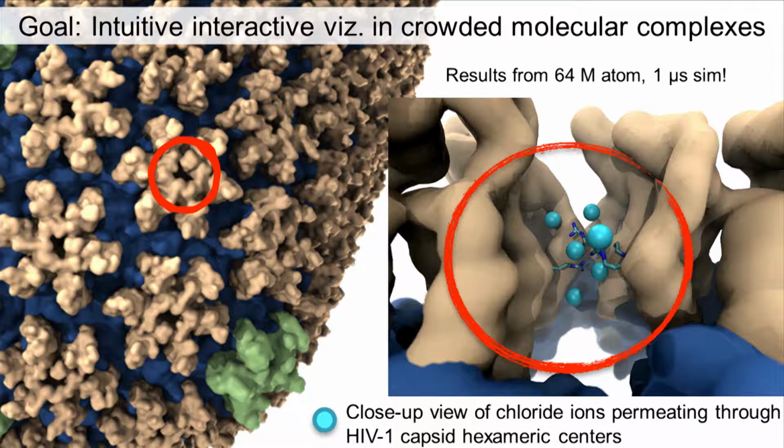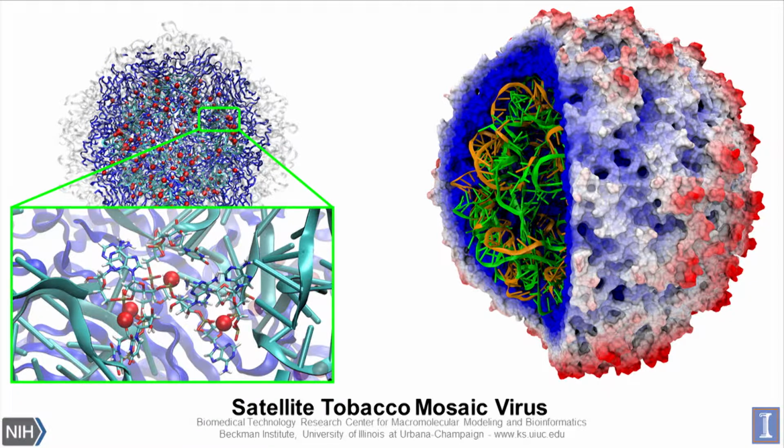And this may be of interest because in this case, the pores allow ions to transport into and out of the capsid, and this is important for how it works. So some other examples are, here's a satellite tobacco mosaic virus. It sounds very evil, but it attacks tomatoes. It's not going to get you.